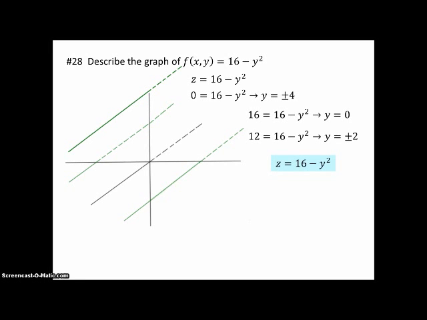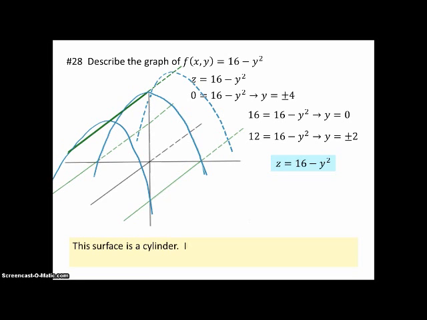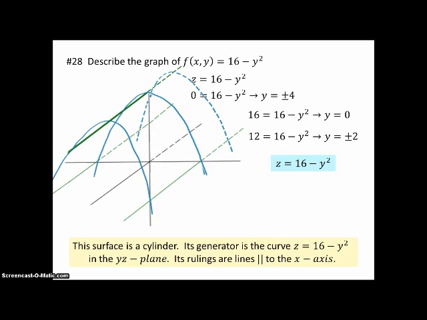Now, if we look just at the equation, z equals 16 minus y squared, when x is 0, then we can draw that parabola in the yz plane. It looks something like that. And we get the same parabola regardless of the x value, and so we would get more parabolas anywhere along the x-axis. And so basically this is what our surface would look like. This surface is a cylinder. Its generator is the curve z equals 16 minus y squared in the yz plane, and its rulings are lines parallel to the x-axis.